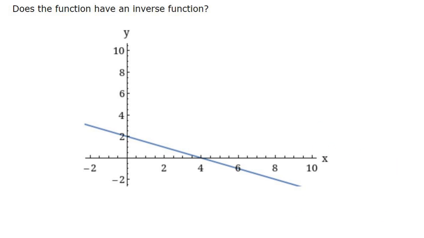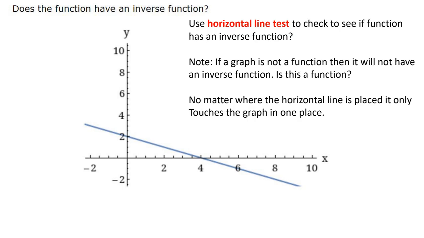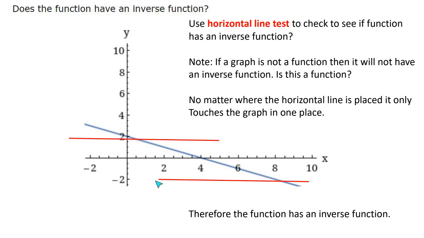The next part is inverses. If you have an inverse, it has to be a function. So this does pass the vertical line test. To see if it has an inverse, we're going to use a horizontal line test. What this is saying is if you draw a horizontal line and it touches the graph in one location, then it's going to have an inverse. It doesn't matter where you draw the line, it's going to touch it in one place. Therefore, it's going to have an inverse.